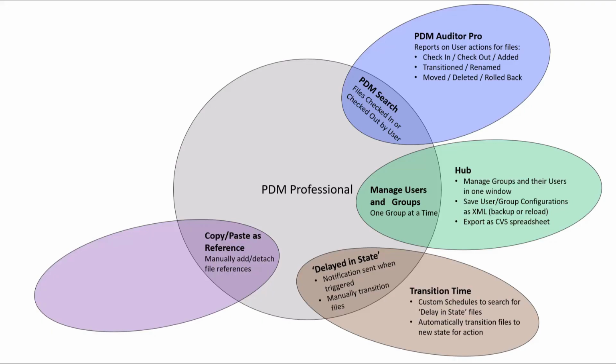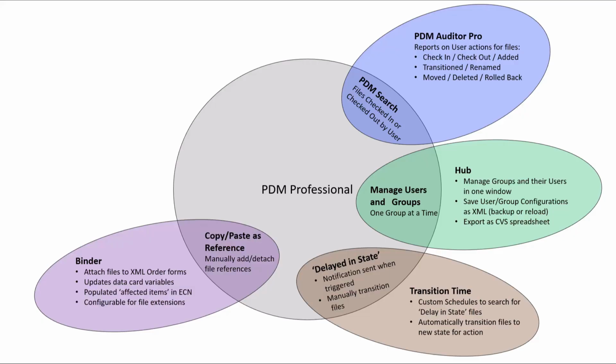PDM has a copy paste as reference function. This function is used when we need to add a reference between a SOLIDWORKS file and maybe an unrelated file like an ECN form. That's one example we see that used in. It creates a hierarchical structure so files move through workflows at the same time. This is a great tool.